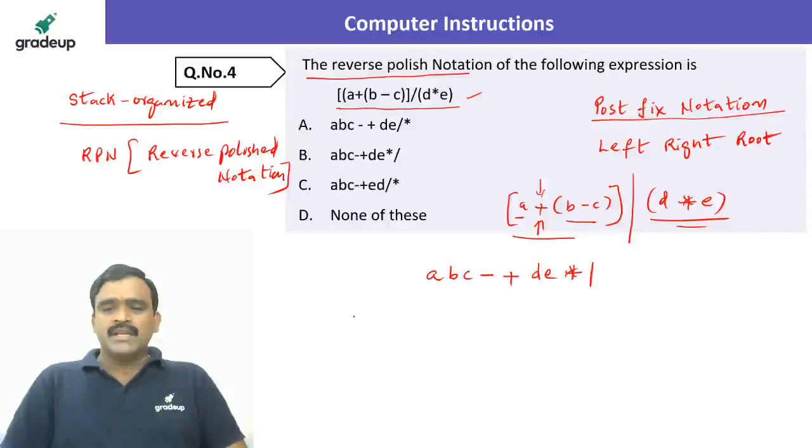So ABC minus plus DE star slash. ABC minus plus DE star slash. So option B is the right option.